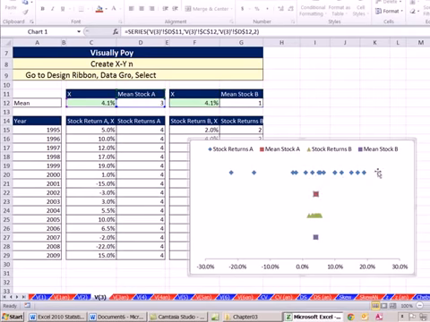The other way to think of it is how much spread is in the data. Much more here, much less here. How clustered are these data points around the mean? Much more clustered here, much less clustered here. So there's our chart, our visualization of variability.